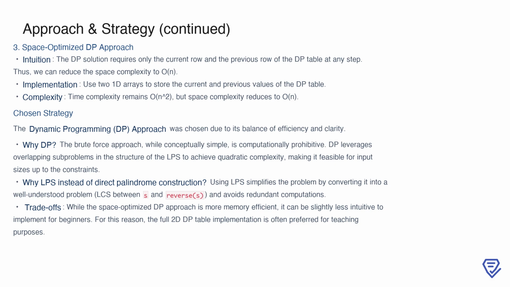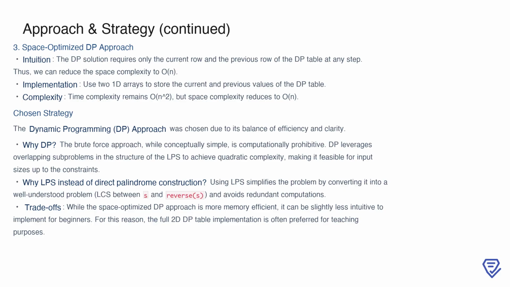This allows us to replace the 2D table with two 1D arrays, one storing the current values and the other storing the previous values. This space optimization reduces the memory requirement from O(n²) to O(n), while the time complexity remains O(n²). The dynamic programming approach was chosen as the preferred strategy for this problem because it strikes a balance between efficiency and clarity.